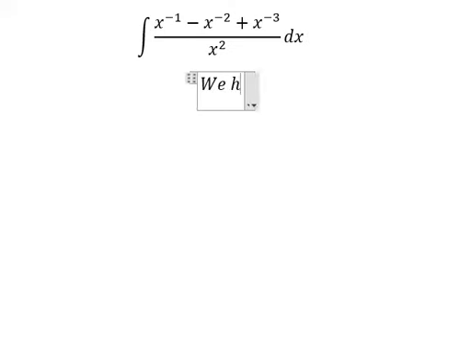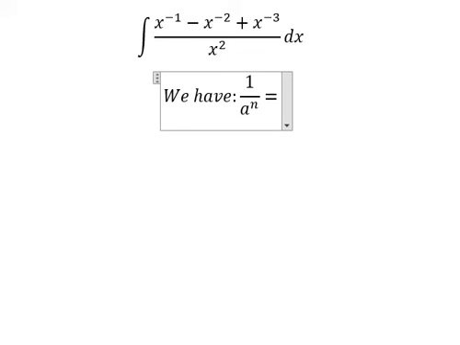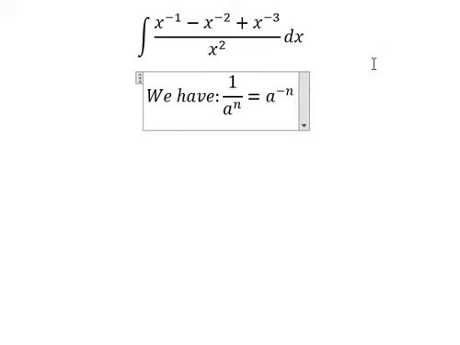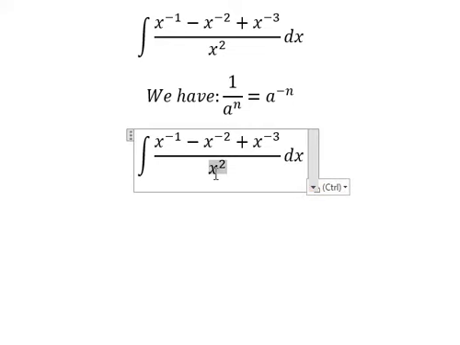We have the formula in here. So 1 over a to the power of n equals a to the power of negative n. Now we can apply the formula for s squared and we have like this.